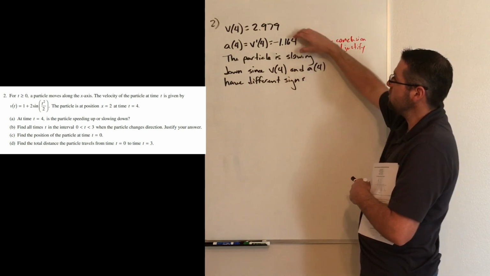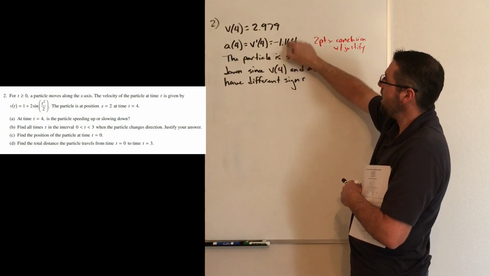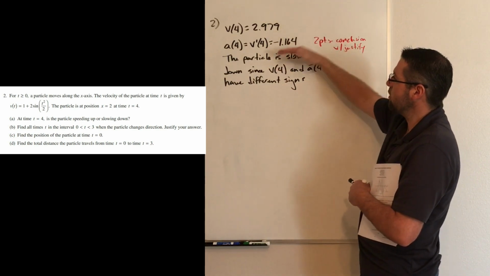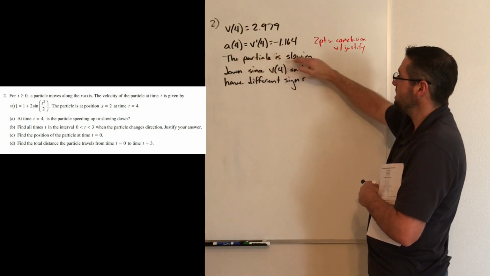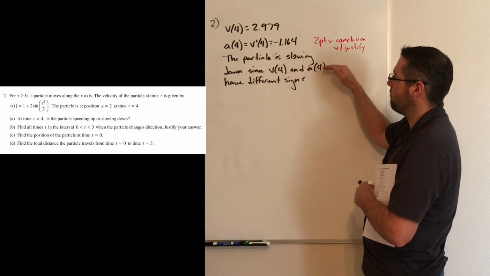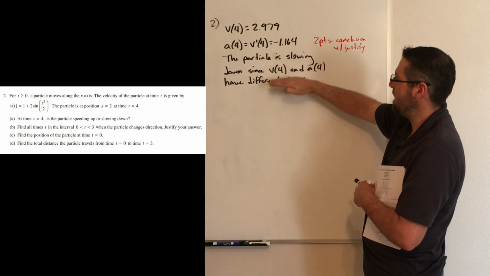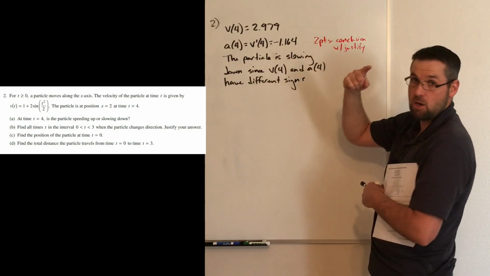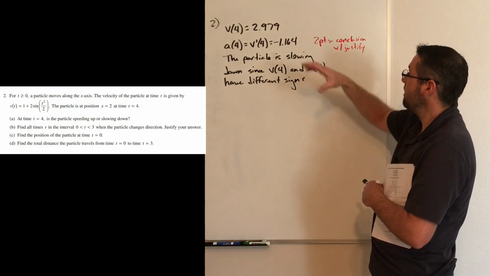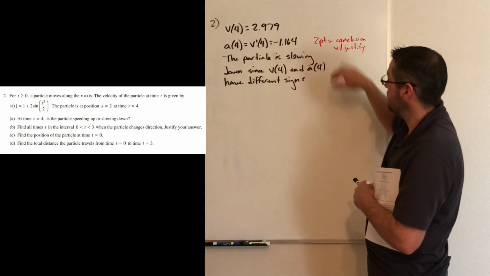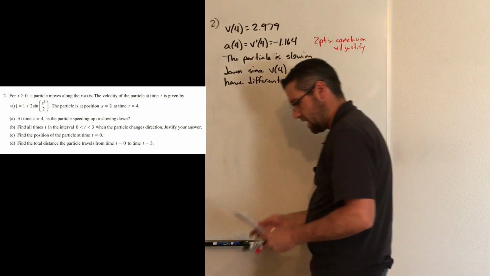So for example, if you got acceleration is positive and velocity is positive, then your answer should read the particle is speeding up since v of 4 and a of 4 have the same signs. So as long as your justification matches your answer, then you're going to get 1 point. If it's correct all the way through, then you'll get both points. So that's part A.